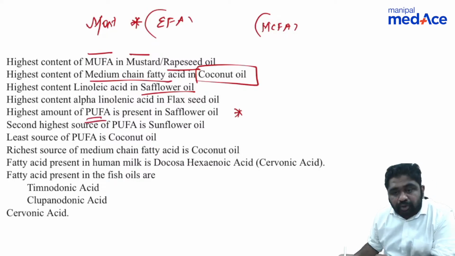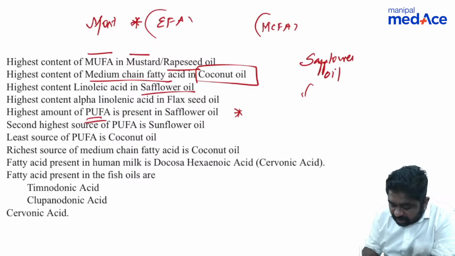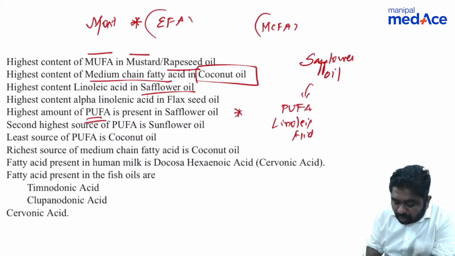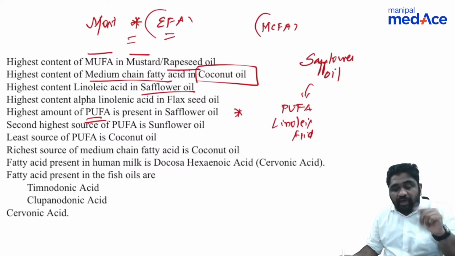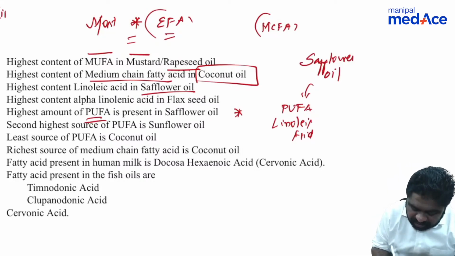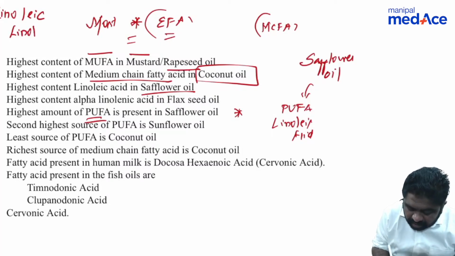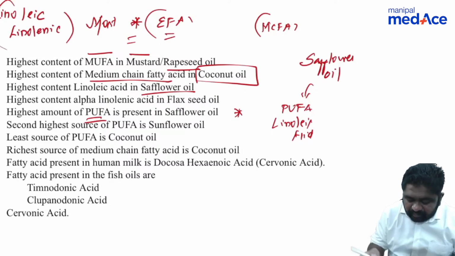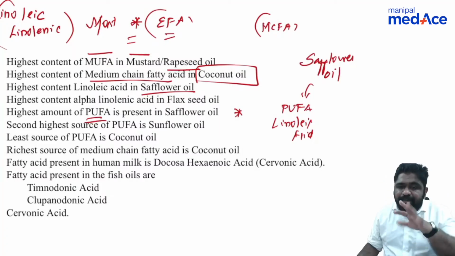Safflower oil is also a source of PUFA. So remember, people will ask you about safflower oil. Safflower oil is a very important source of PUFA and linoleic acid. Remember, the most essential fatty acid is linoleic. The next essential is linolenic. First one is linoleic, then linolenic. Remember this, linoleic and then linolenic. Arachidonic acid is semi-essential.